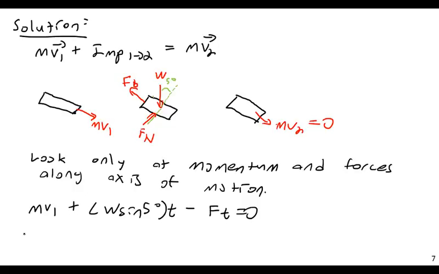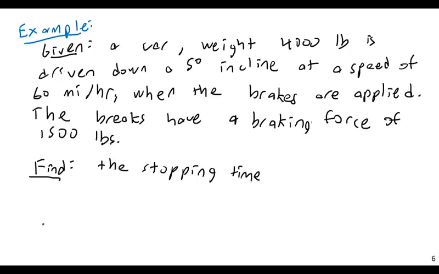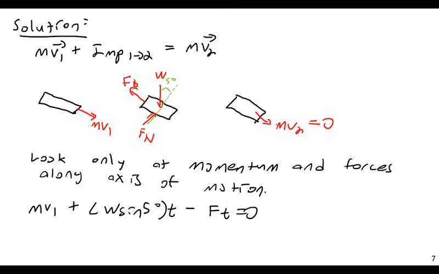And so that would be, let's say, did I give the speed here? Oh, yes, 60 miles per hour. Okay, so I'm going to convert this to feet per second first. So this is 4,000 over 32.2 times 88 feet per second.